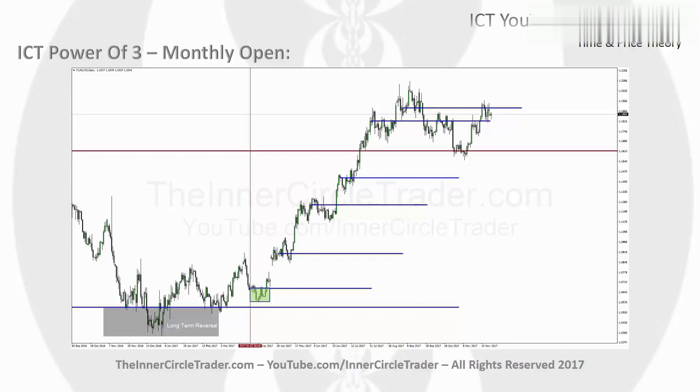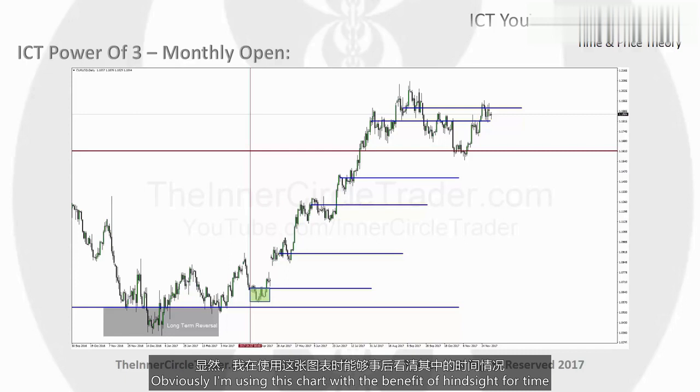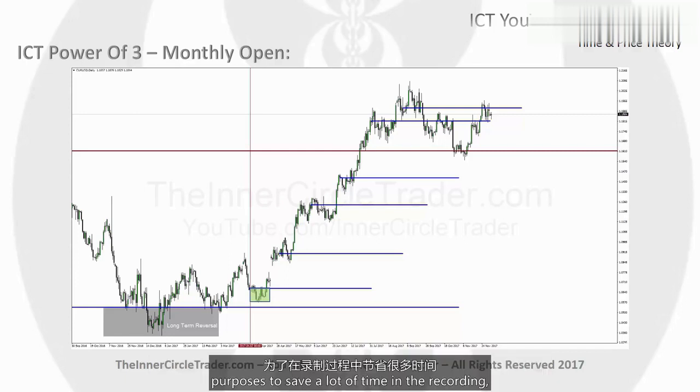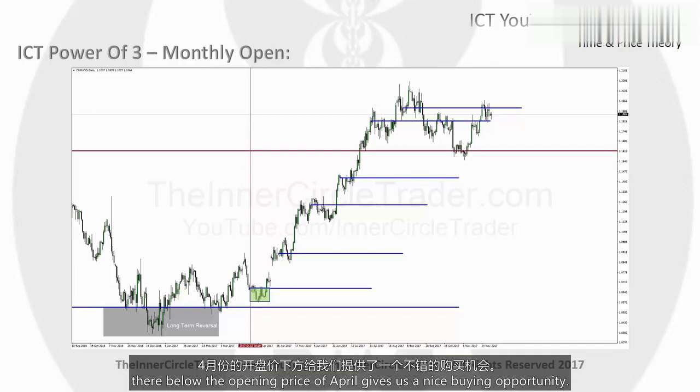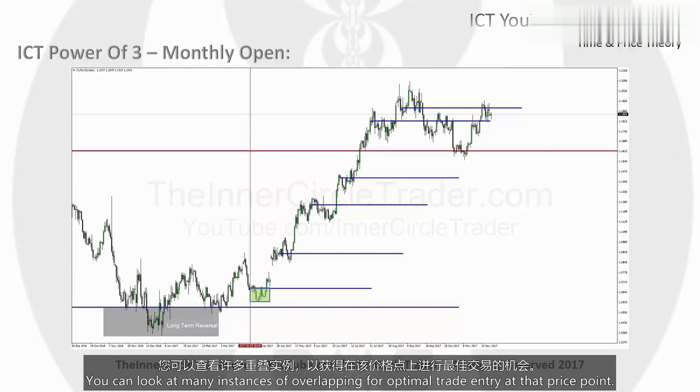And not too long after that, we start seeing price move higher. Obviously, I'm using this chart with the benefit of hindsight for time purposes, to save a lot of time in the recording. But you can see that reference point there below the opening price of April gives us a nice buying opportunity. You can look at many instances of overlapping for optimal trade entry at that price point.